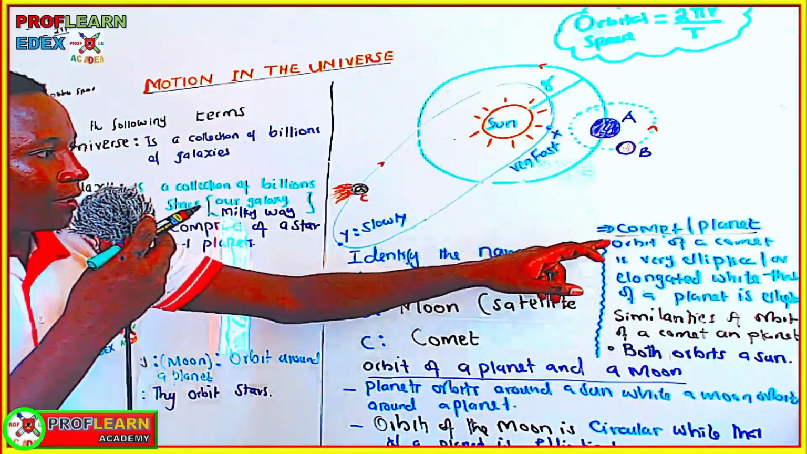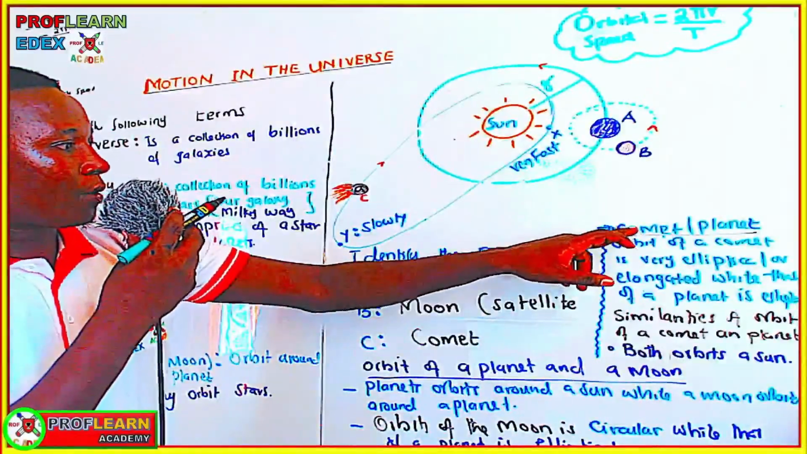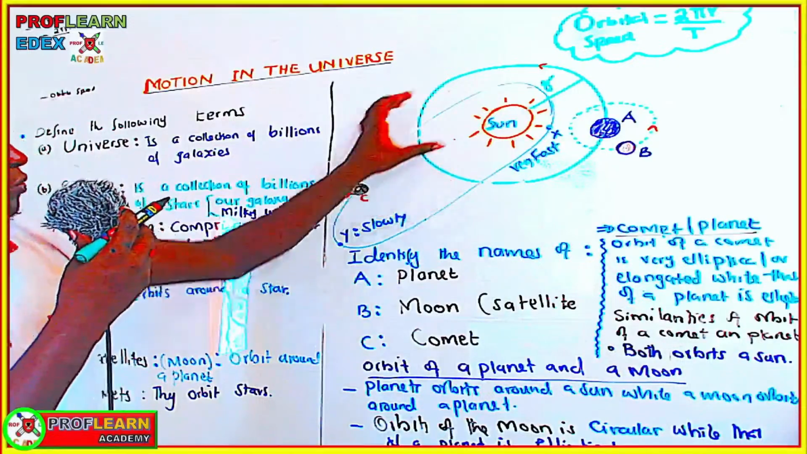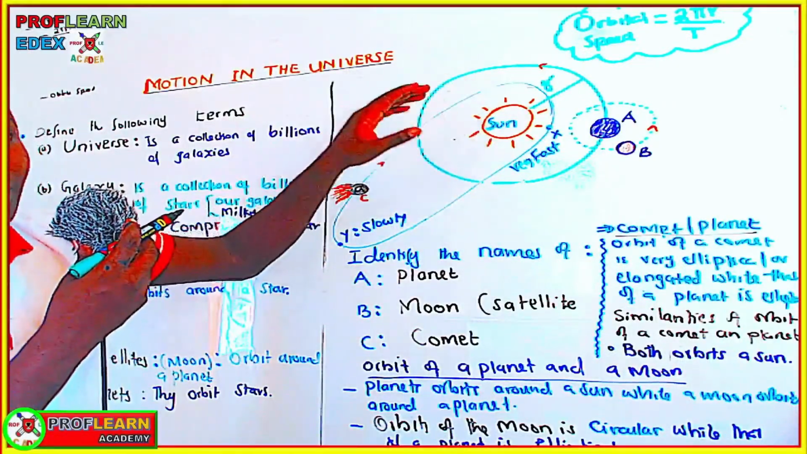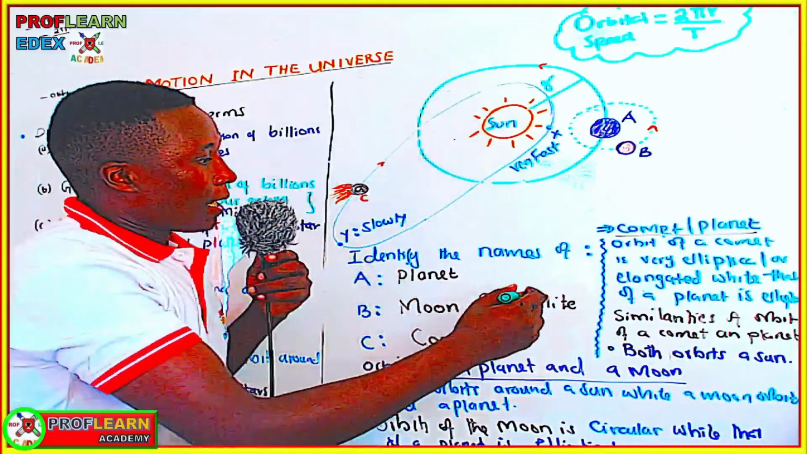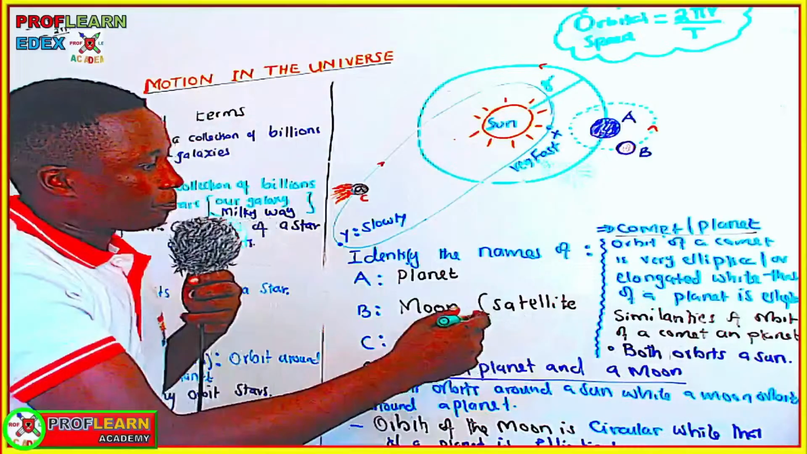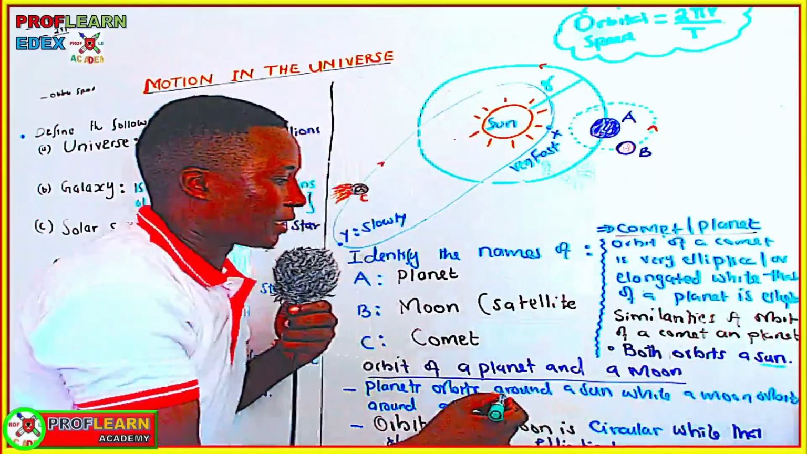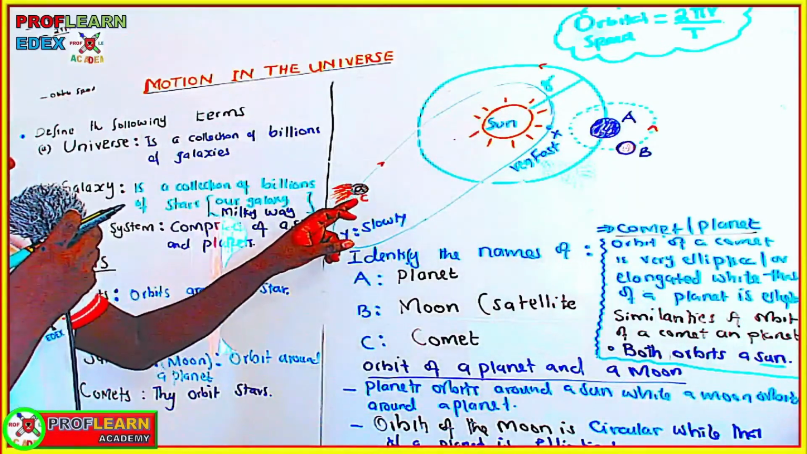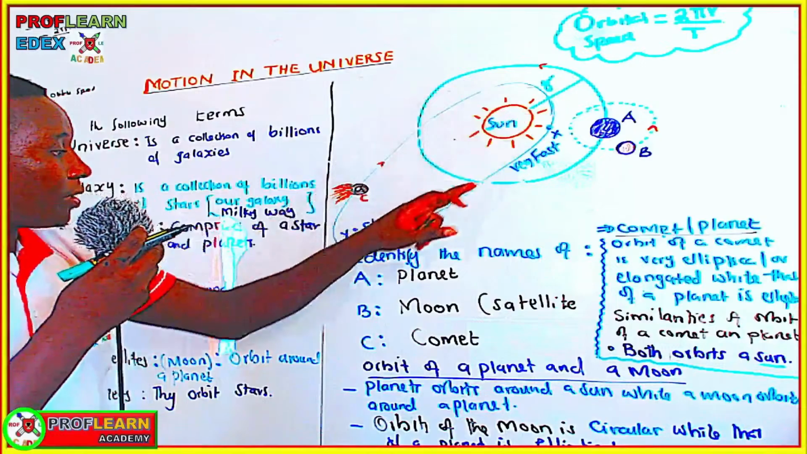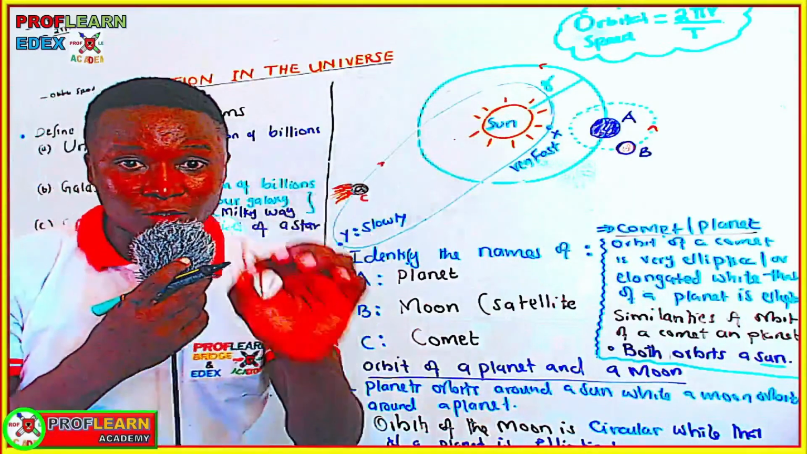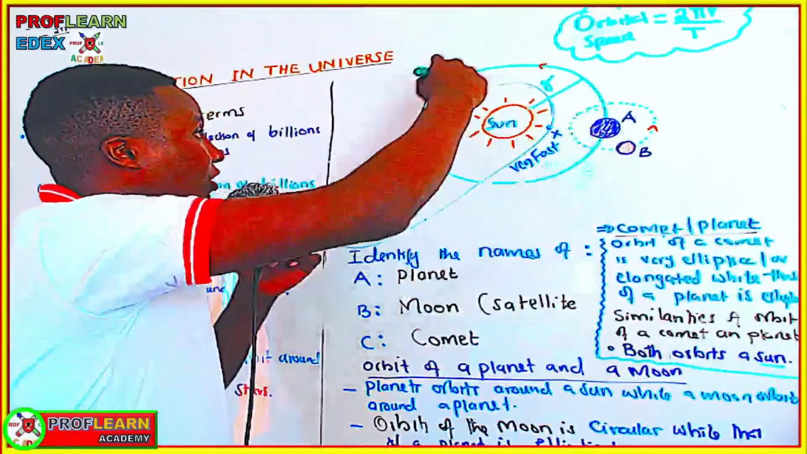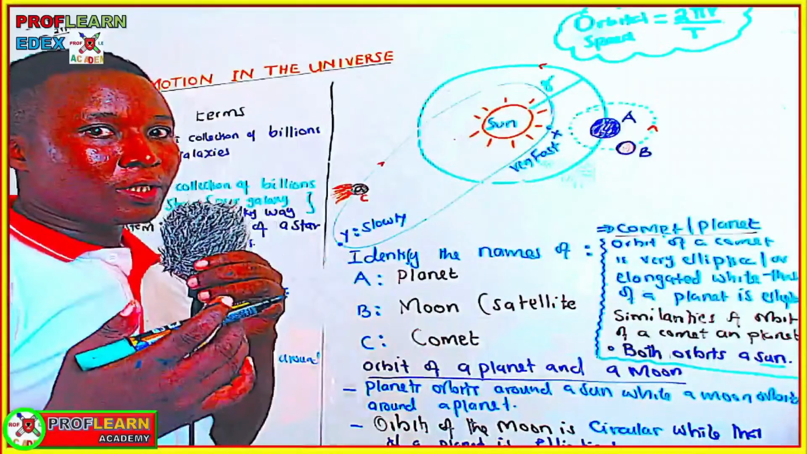Know the similarities of the orbit of a comet and a planet. They are similar in the sense that both of them orbit a sun, a star. The difference I mentioned is that the speed of a comet around its orbit varies depending on the position where it is, but the planet has a constant speed around its orbit.